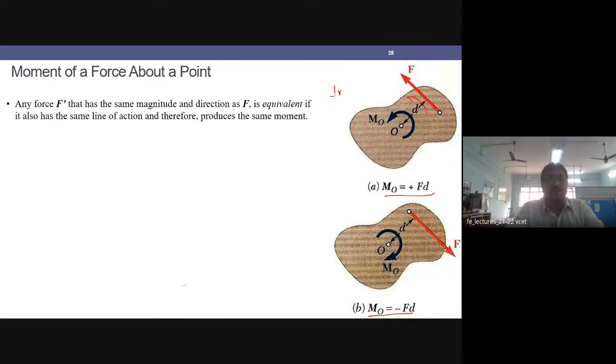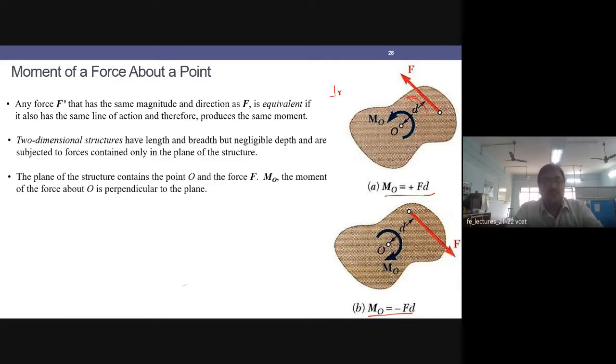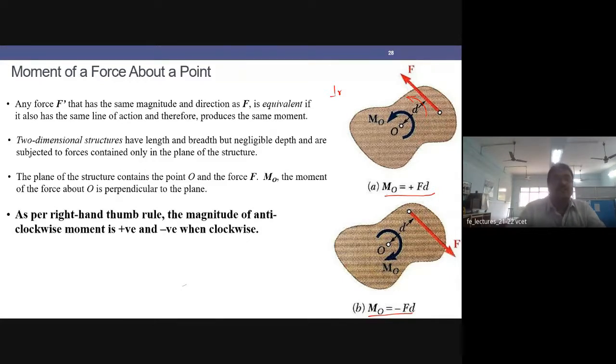Any force that has the same magnitude and direction as F produces the same moment. Secondly, some of the properties are here. Two-dimensional structures have length and breadth, but negligible thickness, and are subjected to forces contained in the plane of the structure. As per the right hand thumb rule, the anti-clockwise moment is positive, and the clockwise moment is negative. I always have to remember that.